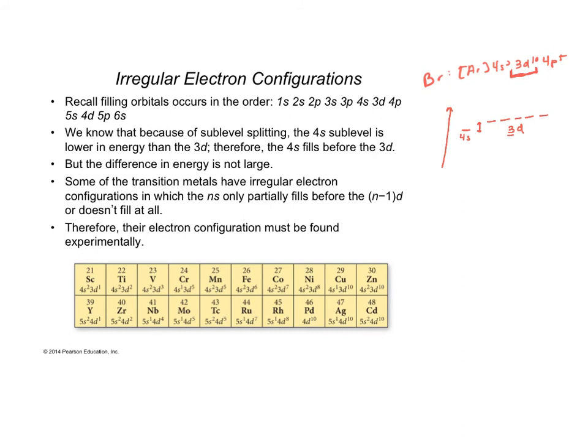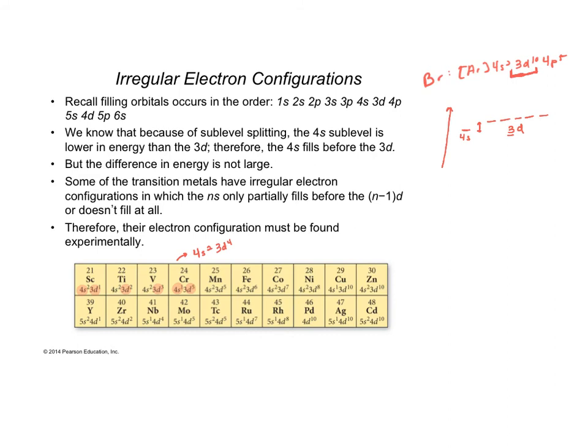In general, these guys will have their 4s filled, and they'll start to fill their d orbitals. We can see that with scandium. As we keep going across, we're filling the d orbitals. But when we get to chromium, if we were following the exact same pattern, you would expect 4s2, 3d4. Instead, what we find is 4s1, 3d5, right?